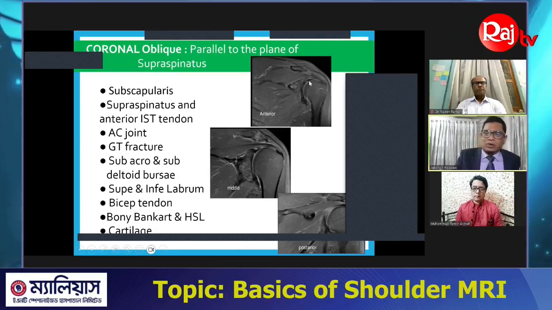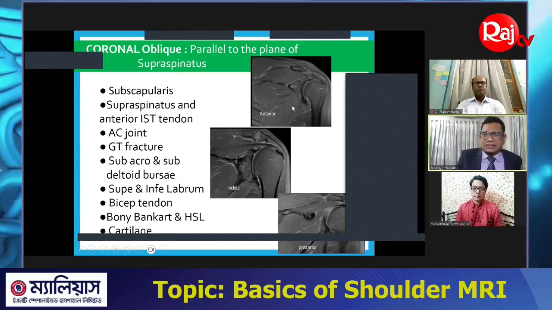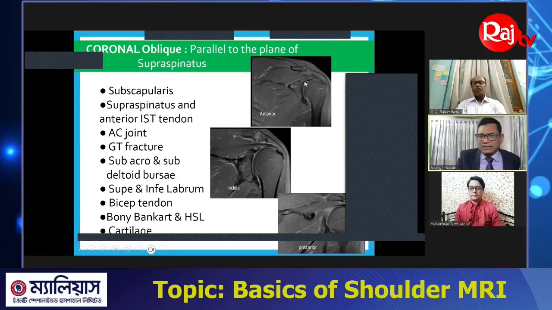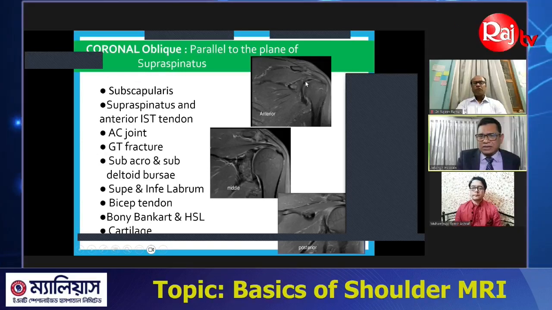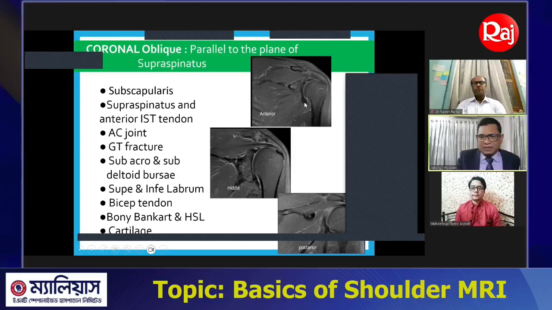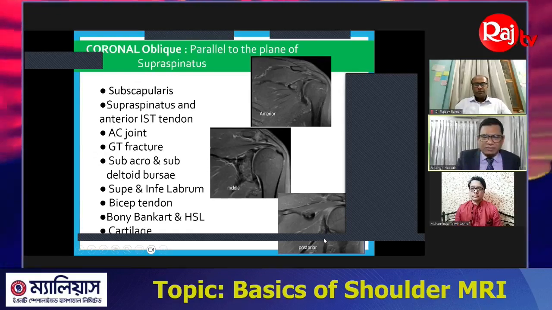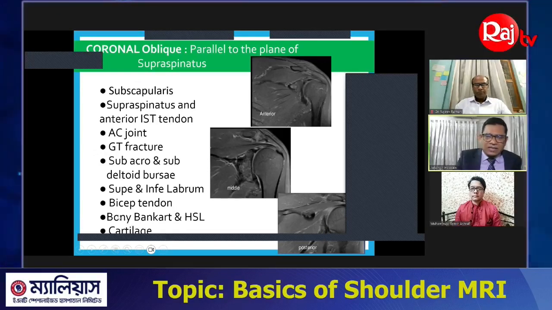And from this coronal oblique plane, we can easily detect the superior and inferior labrum. The labrum is always triangular in cut section. We can see this triangular area is superior, and this is the inferior. And also this is the superior and inferior labrum. Also from the posterior film, superior and inferior film. And we can see the biceps tendon from here.